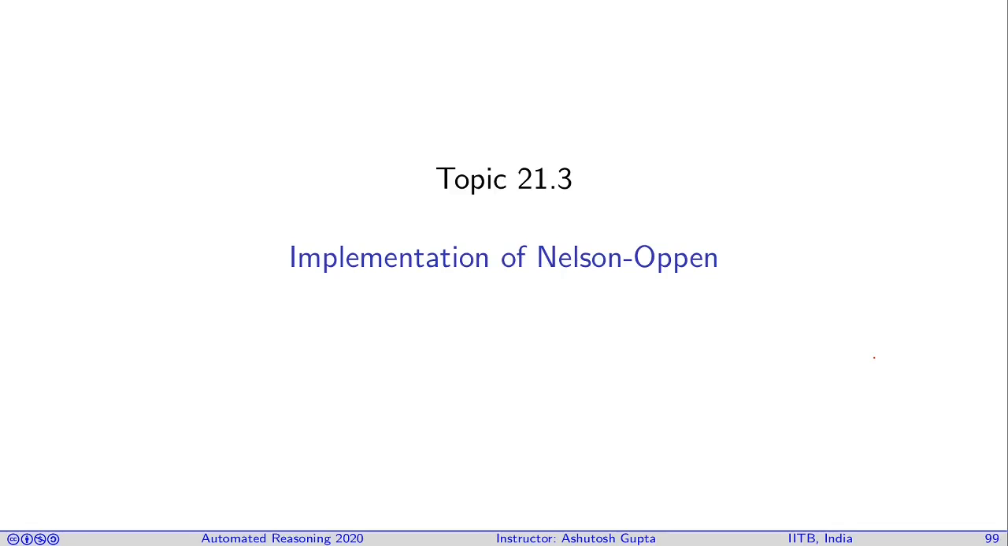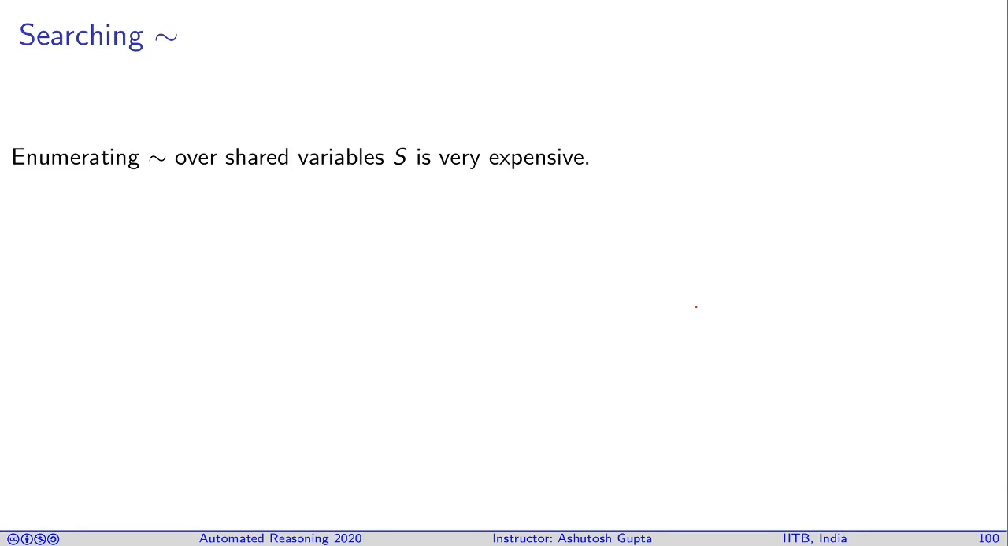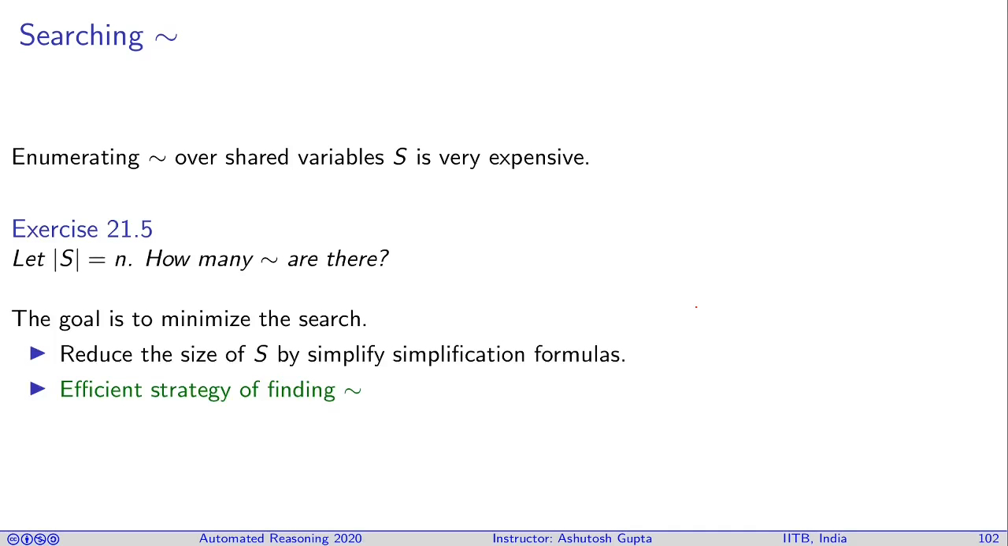Now let's look at how we implement Nelson-Oppen in a practical situation. Enumerating all the equivalence relations over shared variables is very expensive. The goal is to minimize the search. You don't want to enumerate all of them. You want to enumerate as few as possible to find if there is a satisfying assignment or not.